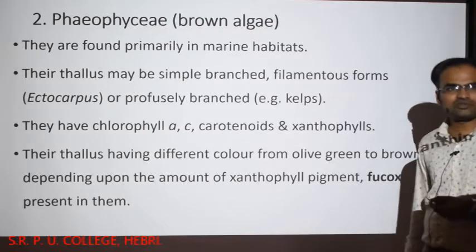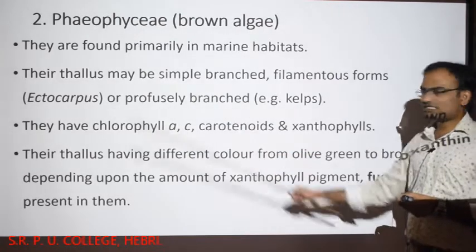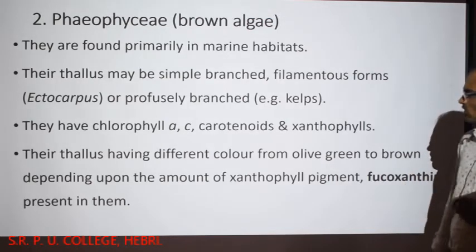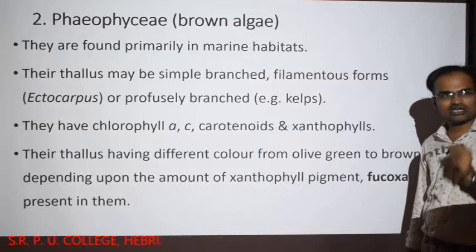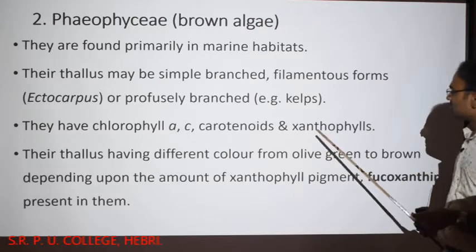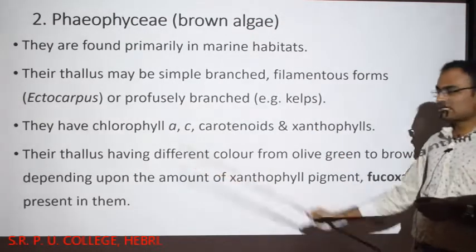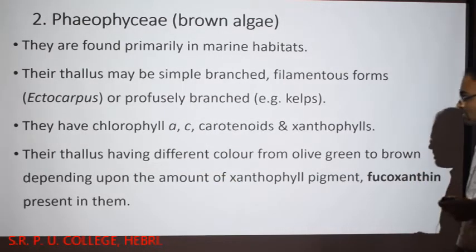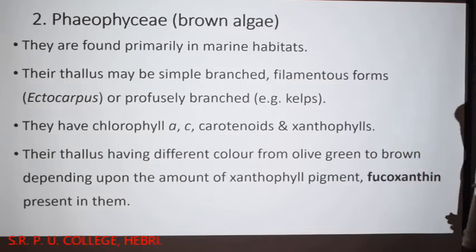It's a picture we observed in the last class, isn't it? The pigments that are commonly present in the brown algae are chlorophyll A, chlorophyll C, carotenoids, and xanthophyll. The important pigment in the Phaeophyceae or the brown algae is the type of xanthophyll present within it. The thallus has a different color from olive green to brown depending upon the amount of xanthophyll. For example, it is fucoxanthin present in them.